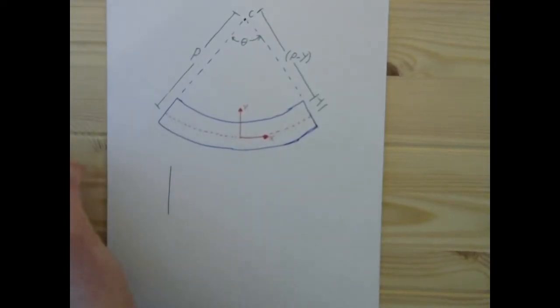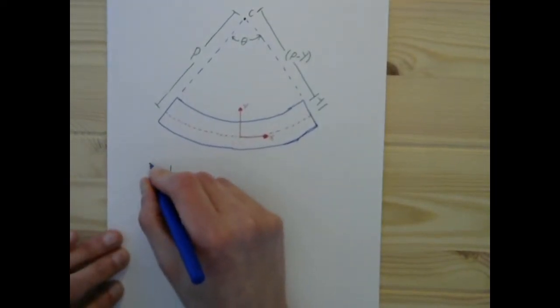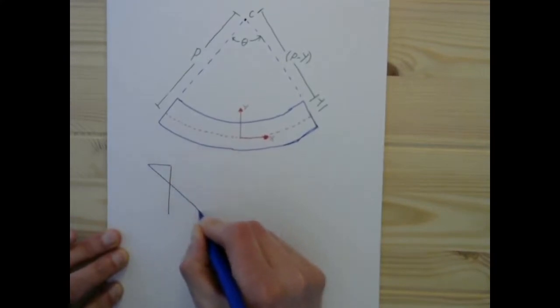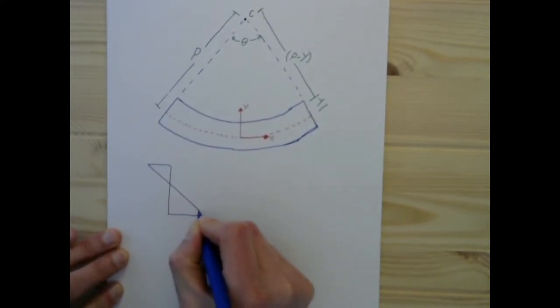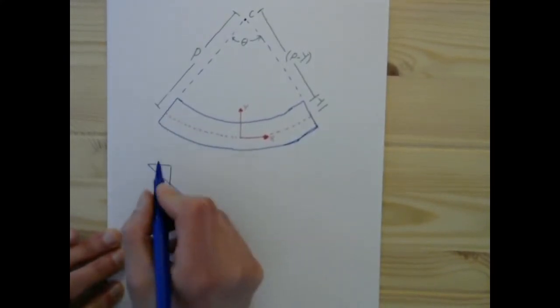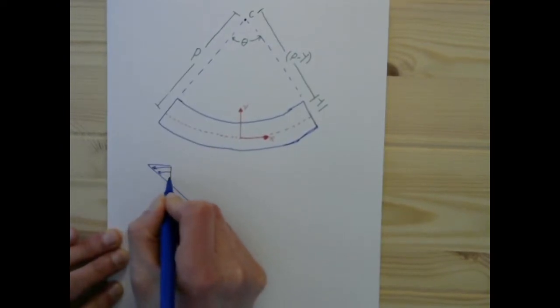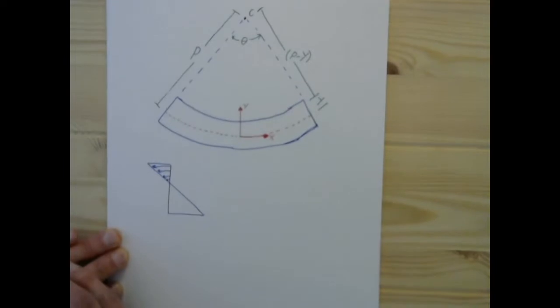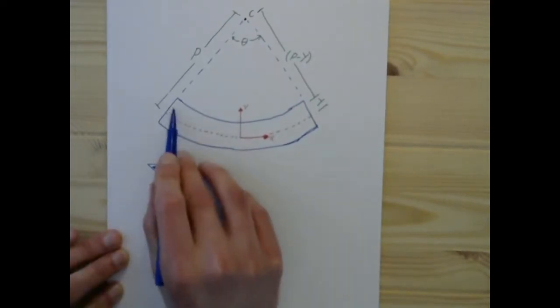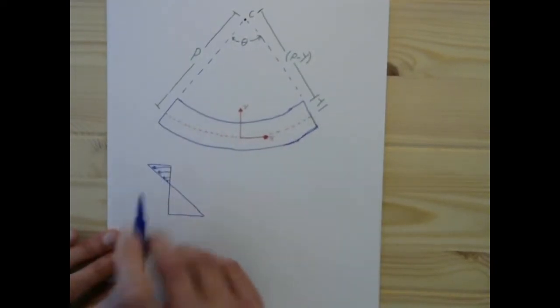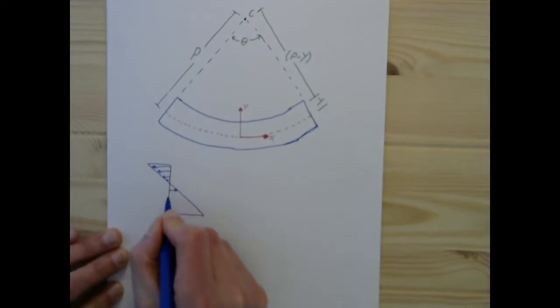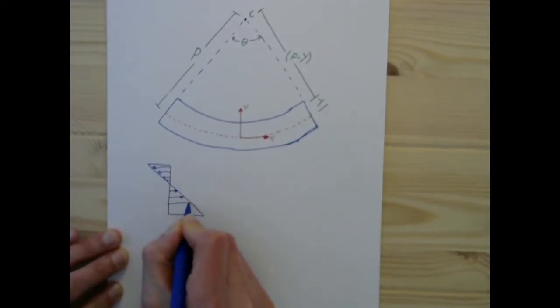have a strain distribution like this, where we have compression above the neutral axis because this portion is getting shorter, and we'll have tension below the neutral axis.